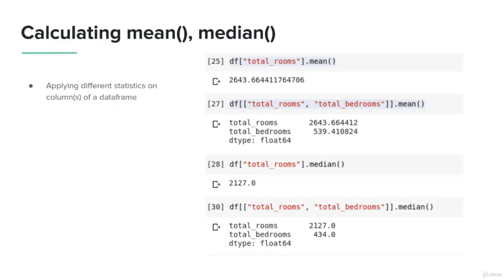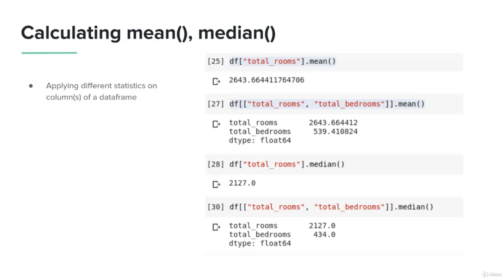So let's talk about calculating mean and median first. We will select a particular column using the indexing technique we have seen, and then we will call the function of mean and median. And we can do that on a single column and collectively on two columns as well. And that will give us information about their means and medians along with their data types.